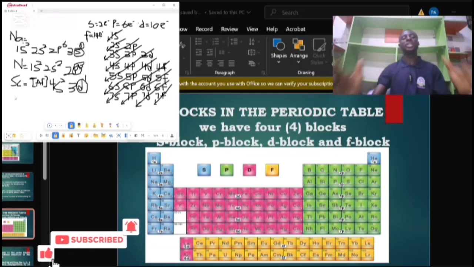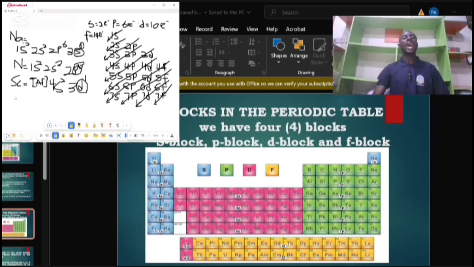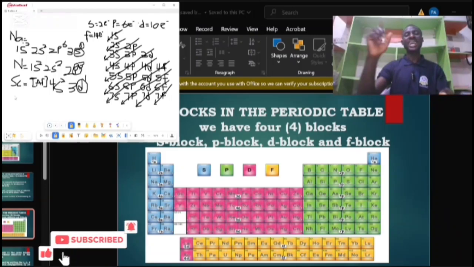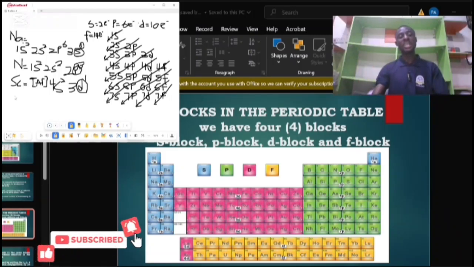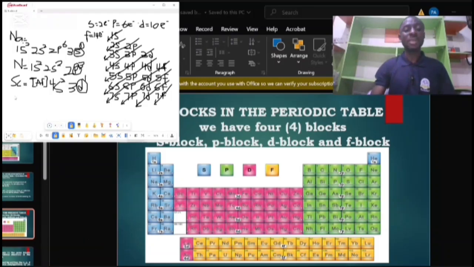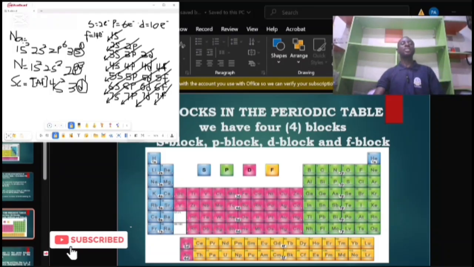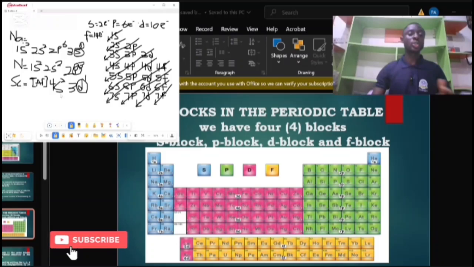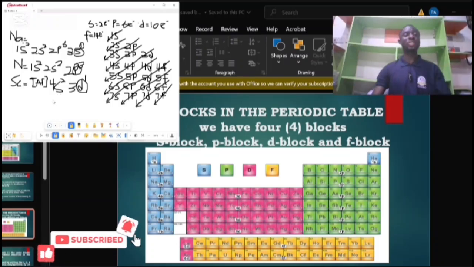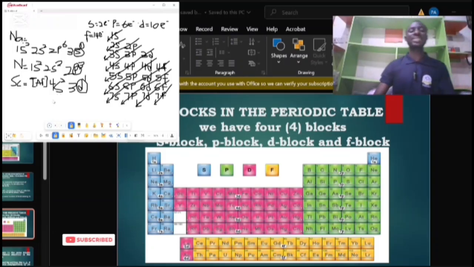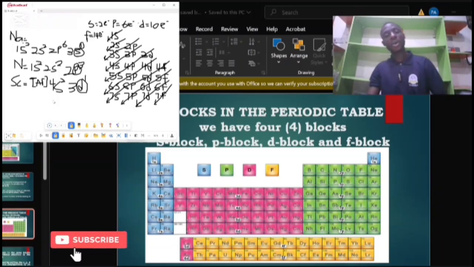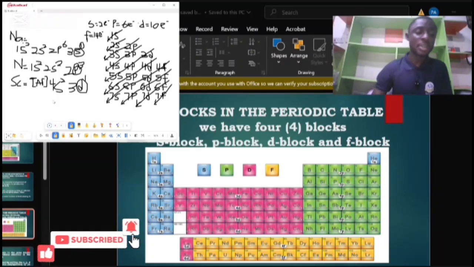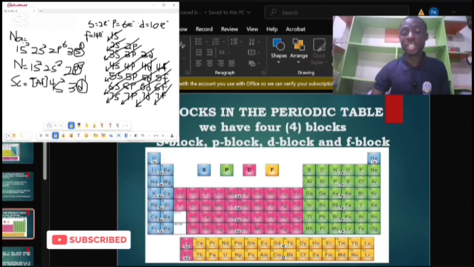So how do you know the block that an element belongs to in the periodic table? You write the s, p, d, and f orbitals, and the last orbital that you assign the last electron to will be the block that element belongs to. So my sodium is in the s block, my nitrogen is in the p block, my scandium is in the d block. If you want to know the elements that belong to the f block, if you write the electron configuration and the last electron that you assign falls to the f orbital, that means that element will be in the f block in the periodic table.